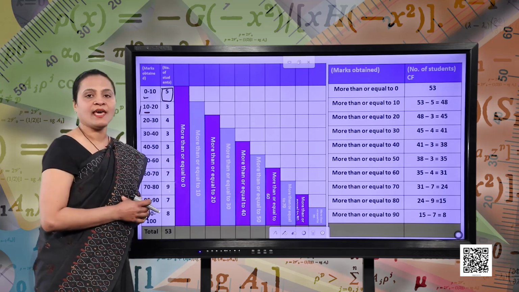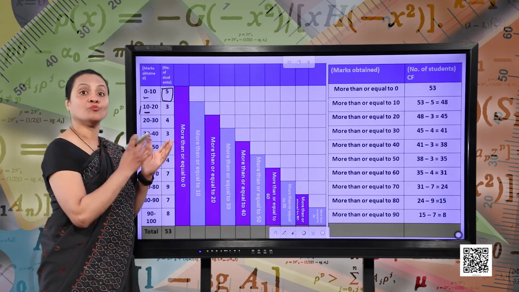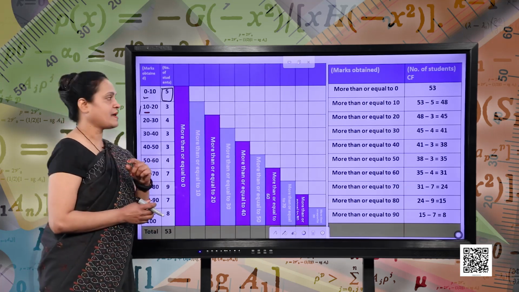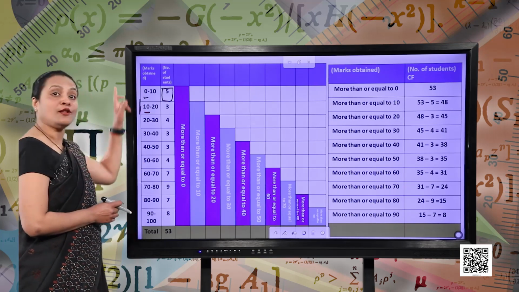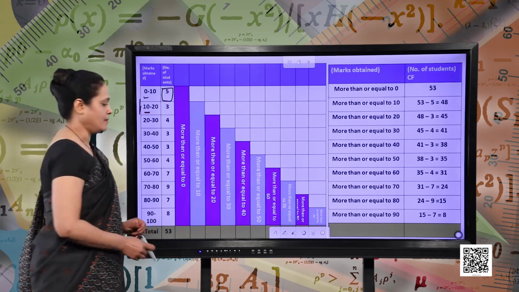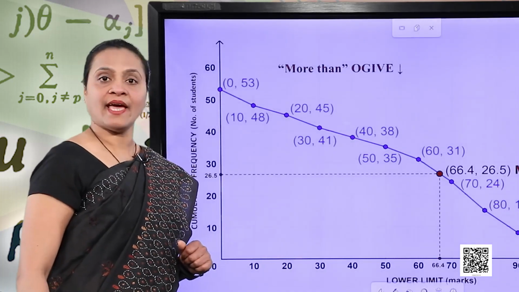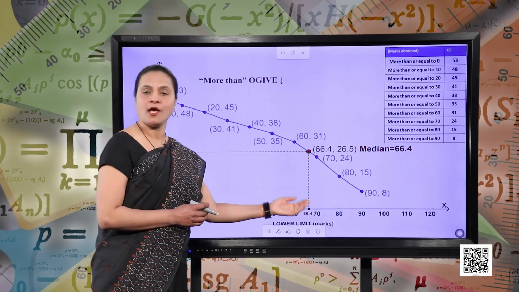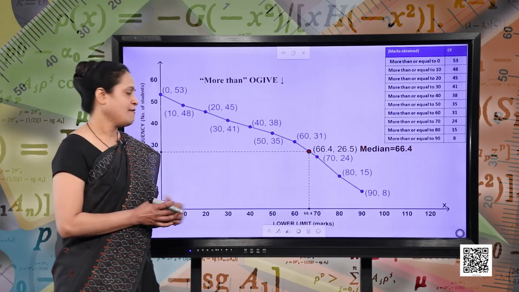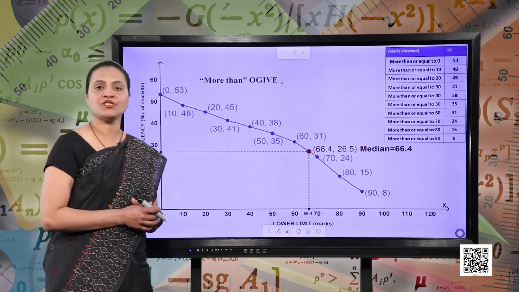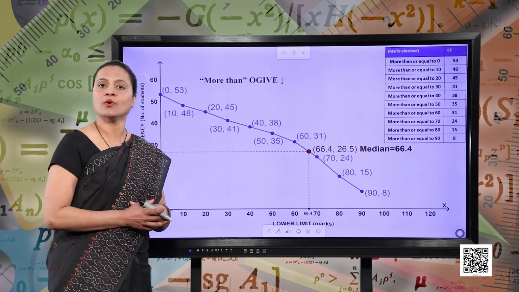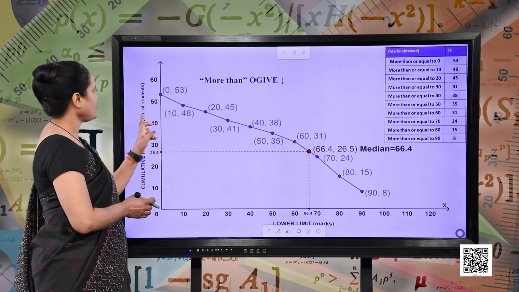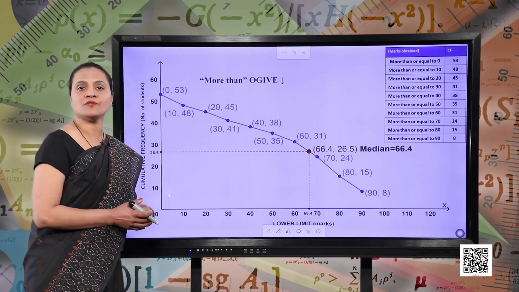Now, our next step is to plot the ogive, that is more than type ogive for this table. Let us see how. Remember that here we have taken the lower class limit of each class interval. To plot the graph or to get the more than type ogive, we will take along x-axis the lower limit of each class interval, which are actually the marks. As I have mentioned, for more than type, we consider the lower class limit. Along y-axis, again we are going to take cumulative frequency, which are in this case number of students.